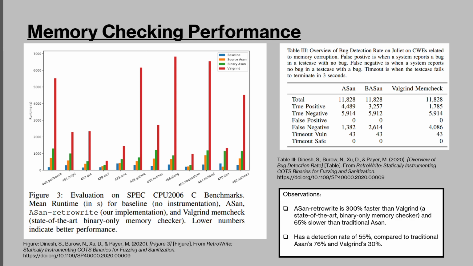Moreover, when using the Juliet test suite, ASAN RetroWrite was shown to have a true negative and false positive detection rate equal to both modern tools. Furthermore, regarding true positive memory error detection, ASAN RetroWrite, and Valgrind had respective detection rates of 76%, 55%, and 30%. In general, ASAN RetroWrite was not as performant as traditional ASAN, but it represents a significant improvement over current binary-only memory checkers.